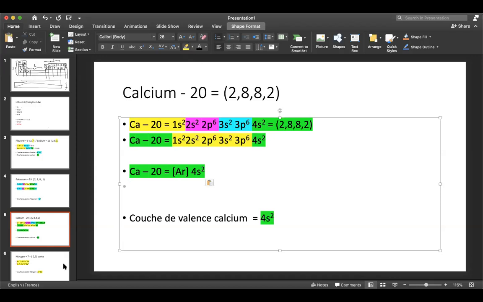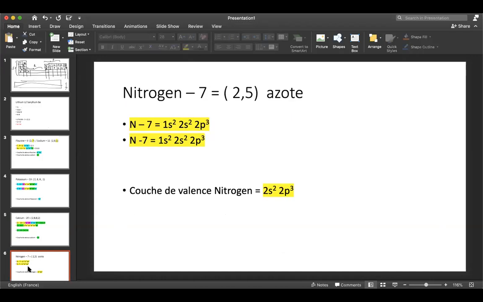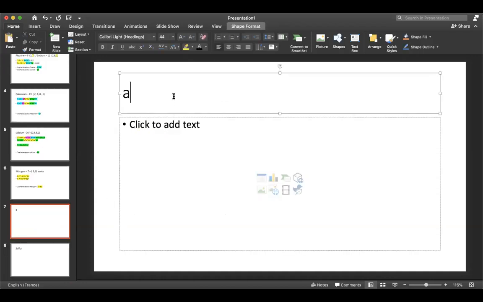Is it clear? No, I want to understand. So you're trying to say that if you want to write the electronic configuration for argon, we can't write it the way we were writing these other ones. We have to just write using this formula. Okay. Let me add another example for argon.